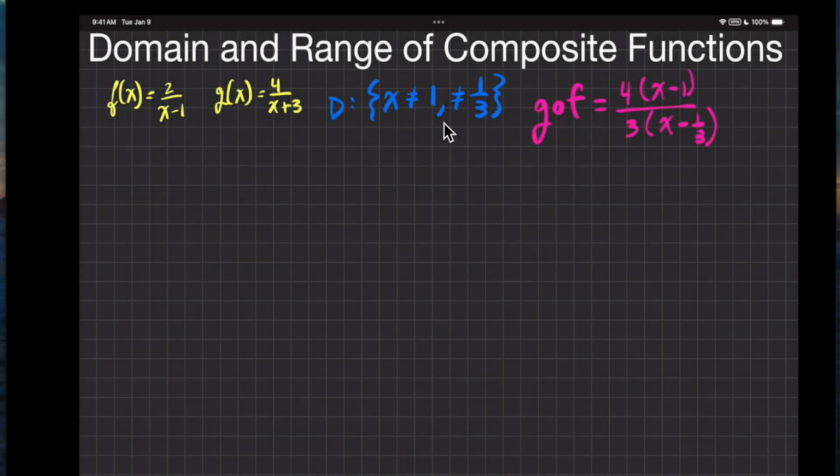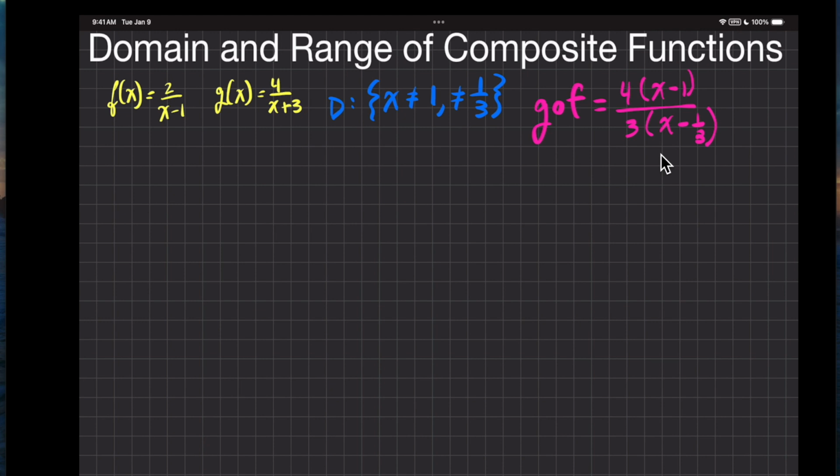Now that we have the domain of the first function combined with the composite function, we're going to use this combined domain and apply it to the composite function to find the range of the composite function. We already have the domain of the composite function. Now we're going to find its range. Folks, the easiest way to find the range of any function is to graph it. So let's go ahead and graph this rational function.